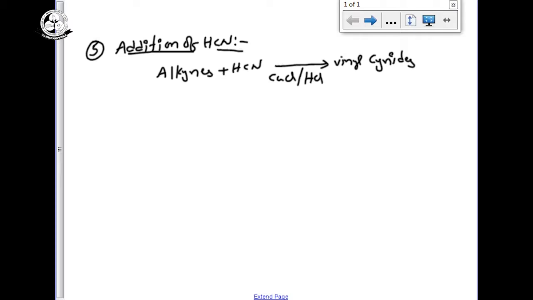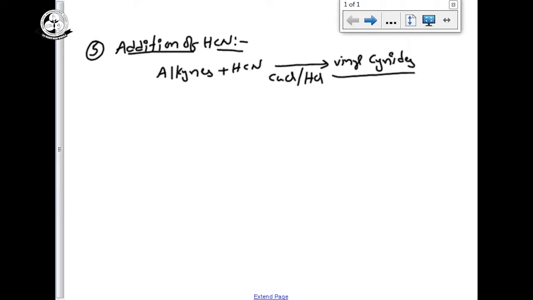This is a very important reagent for making polymers like Orlon, that is PAN, and Buna-N rubber. Vinyl cyanide is a very important chemical substance we use for the preparation of rubbers like Buna-N rubber and Orlon, that is polyacrylonitrile. It's one of the most important polymers. For its preparation we need this one.